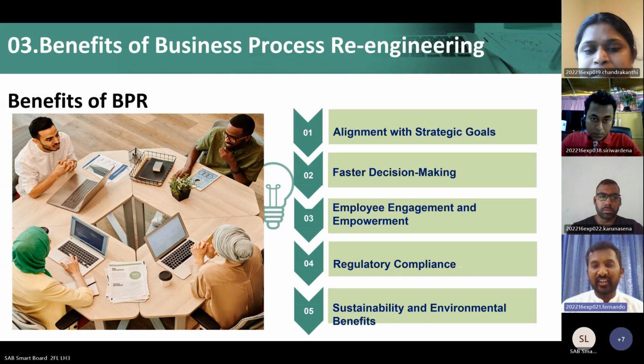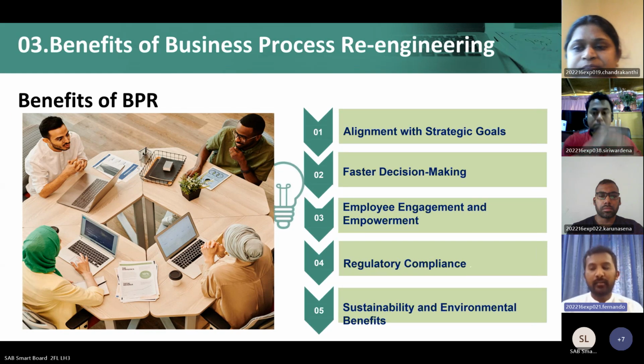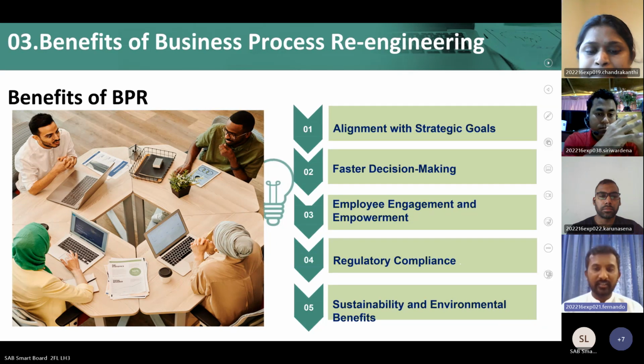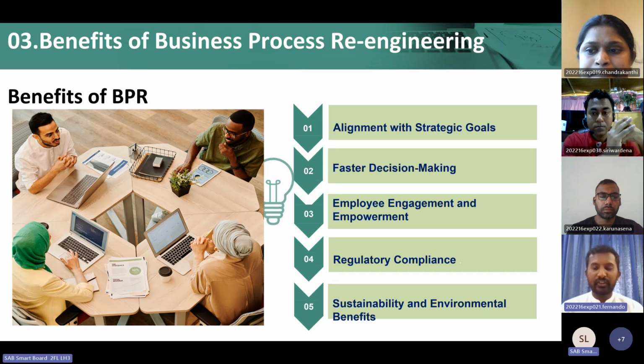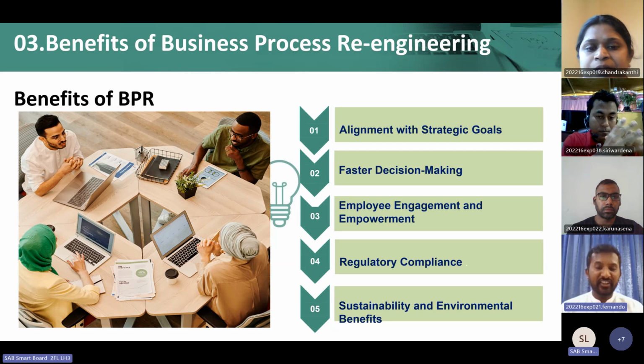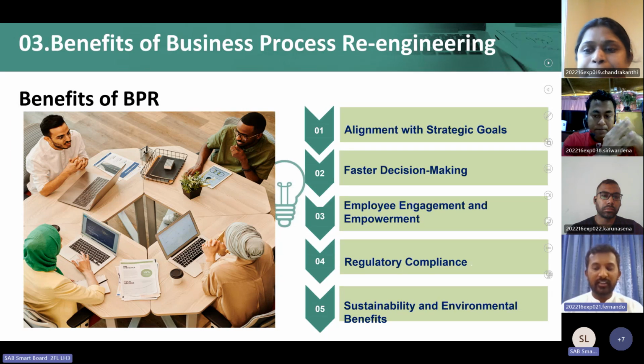Number one, alignment with strategic goals. By reevaluating and re-engineering processes, BPR enables the organization to realign its daily activity with long-term goals. Secondly, fast decision making. BPR streamlines processes, reduces bottlenecks, and eliminates unnecessary steps. This efficiency leads to faster decision making, responding to rapidly changing market conditions, and making informed decisions in a timely manner.